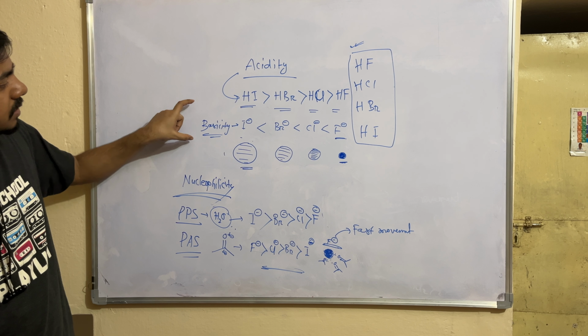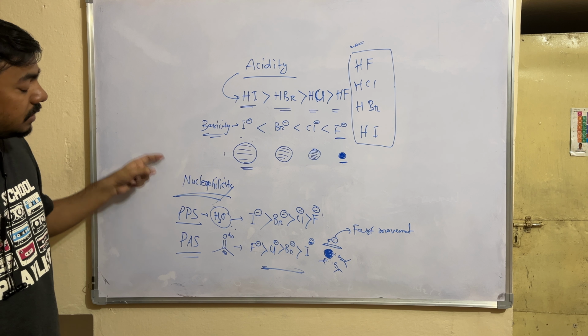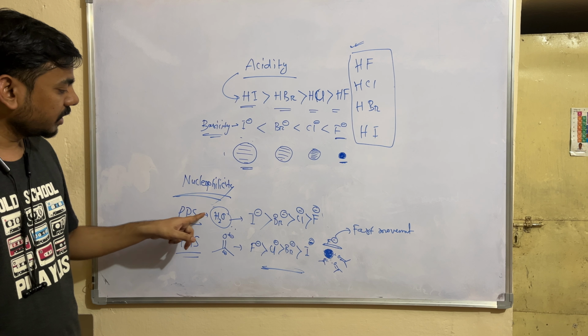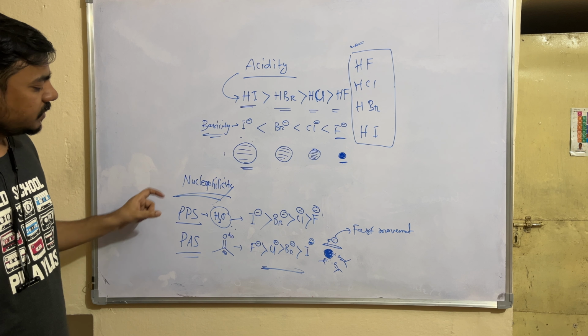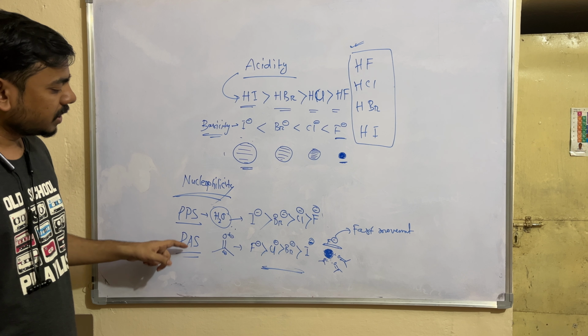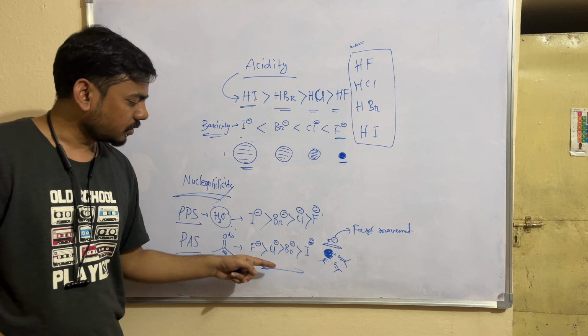When they are asking basicity, simply go for this order. But when they are asking nucleophilicity, if nothing is mentioned or polar protic solvent like water or methanol is mentioned, you go for this trend. But if they mention polar aprotic solvent particularly, you have to understand here the trend will be opposite. This order you have to follow.